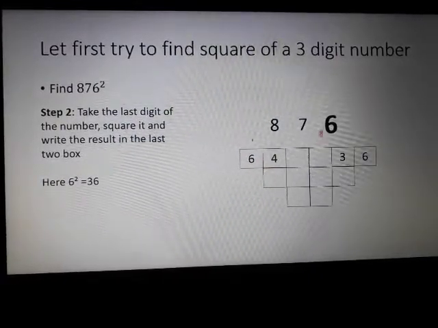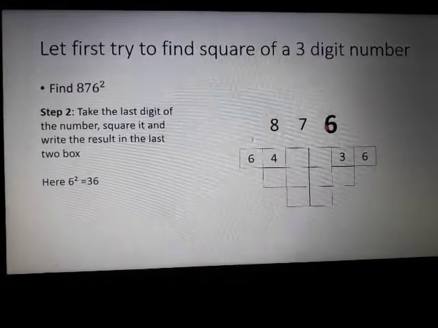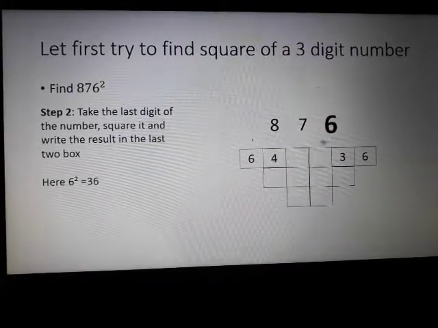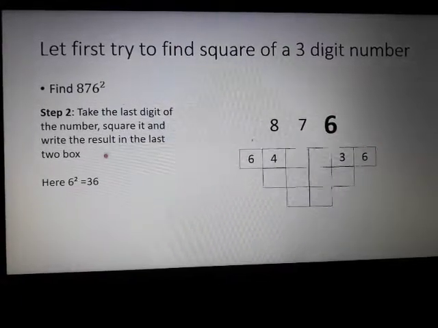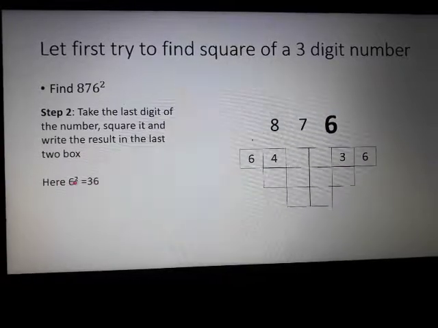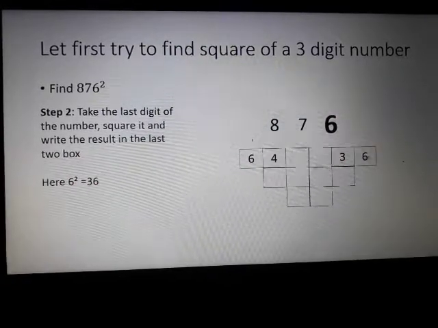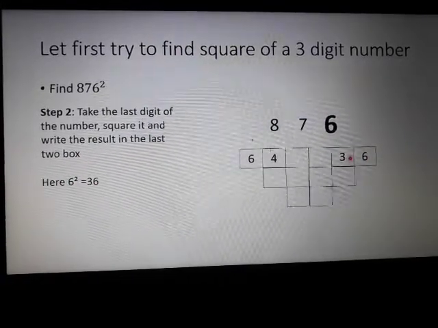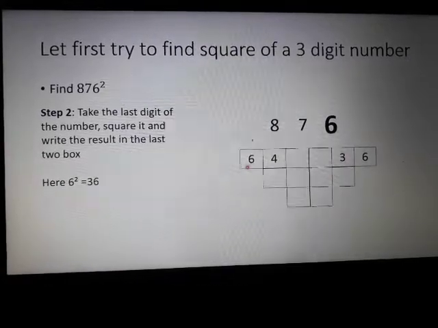In the second step, consider the rightmost digit or the last digit. Over here it is 6. Square it. The square of 6 is 36. Write the result in the last 2 boxes of the first row. I hope these 2 steps are clear.